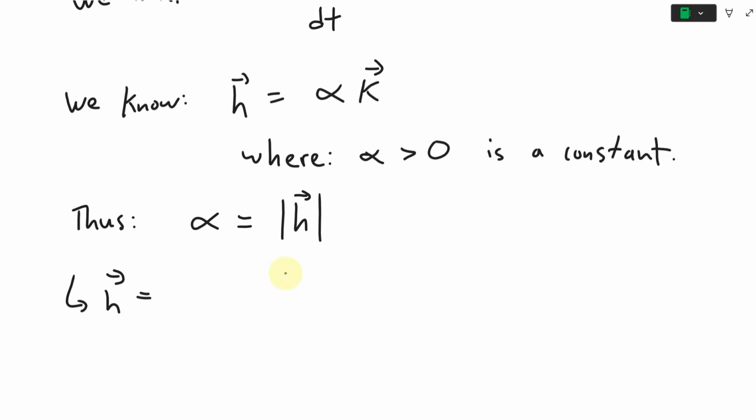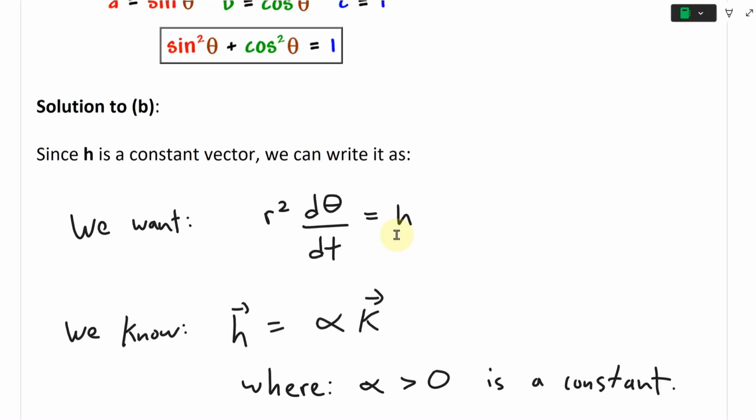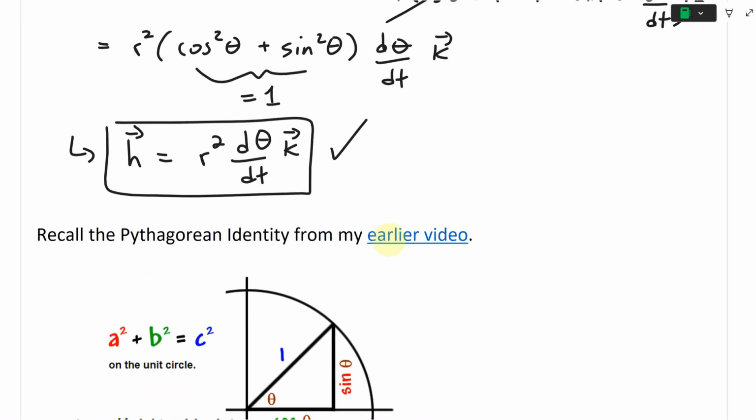All right, so in other words, what we have is the h vector equals basically the magnitude h, and this one's just equal to lowercase h, multiplied by the k vector, because again it's all constant, equals h k vector. And then, well, we know that, but we also know this part right here.